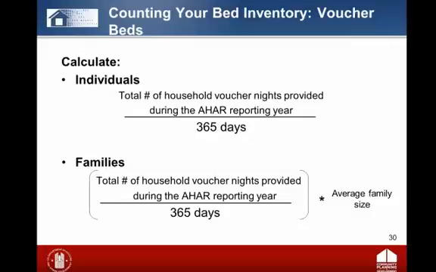Many communities have voucher programs, and developing an equivalent number of beds to compare it to another program can seem confusing. For individuals, the first step is to identify the total number of voucher nights that were provided during the year. The second step is to divide that total by 365 days in a year. For families, you have one more step. Multiply your total from the first two steps by the average family size served by the program.